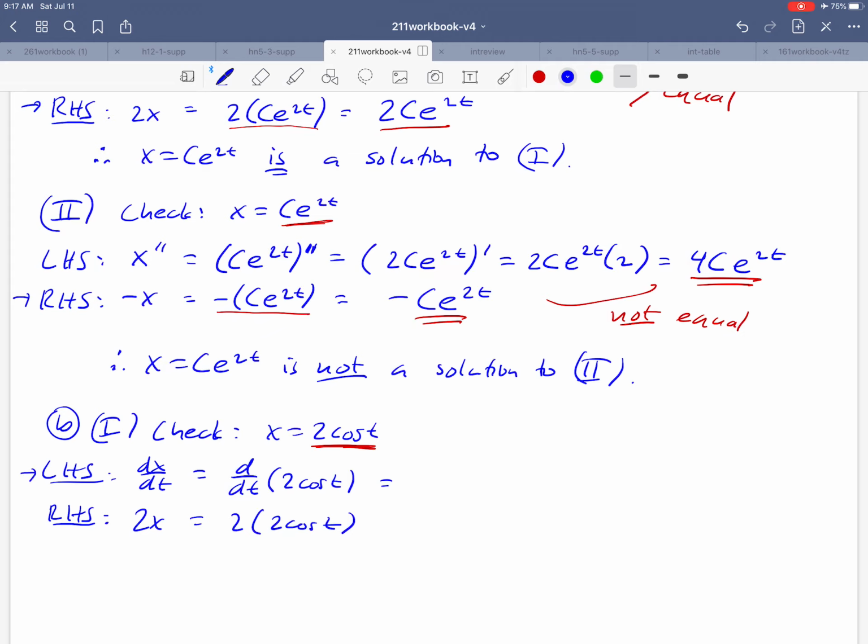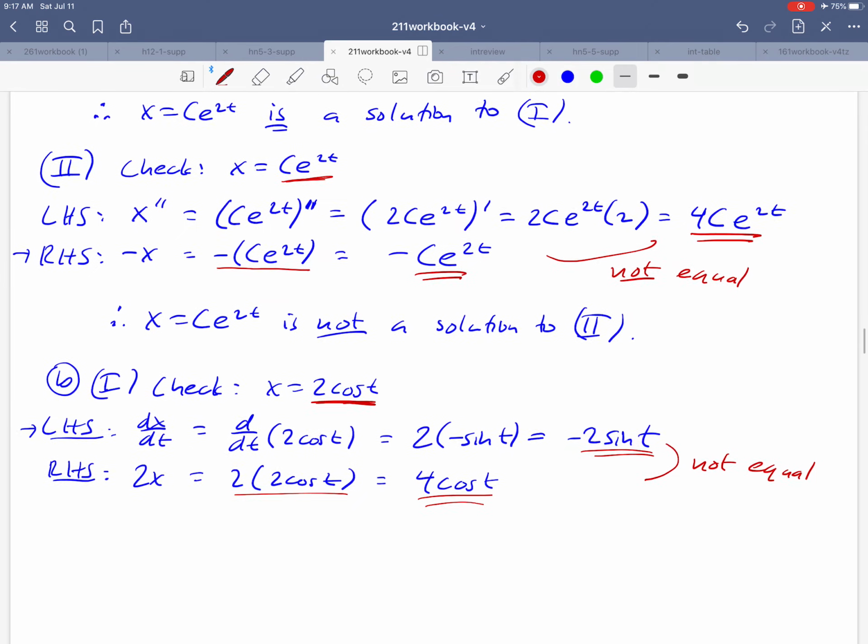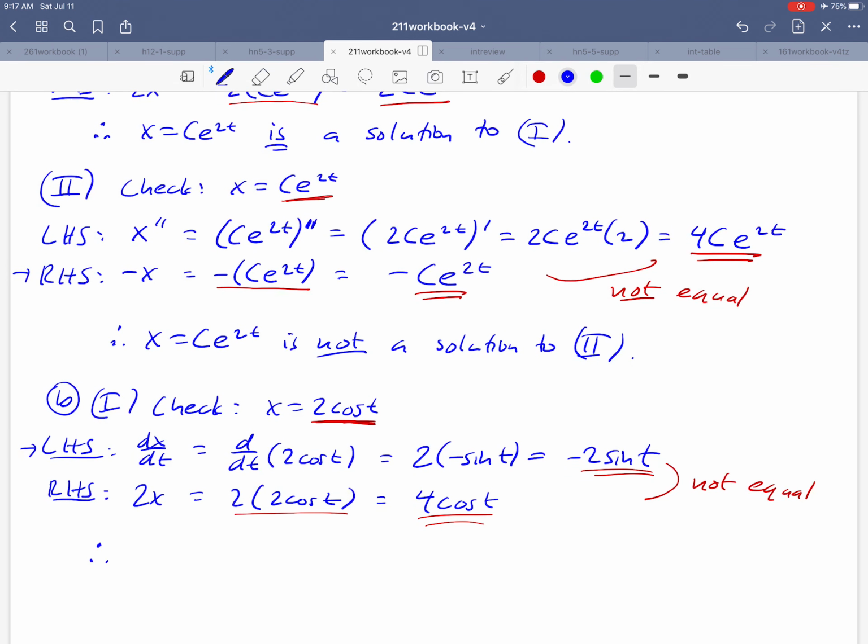Okay, starting with the left-hand side, that's asking us to take the derivative of 2 cosine of t, which is 2 times minus sine of t, which we could also write as just minus 2 sine of t. There's the result of the left-hand side. And the right-hand side, we're just multiplying 2 times 2 cosine of t, which is going to give us 4 cosine of t. All right. Do we get the same thing? No, we do not. Those are not equal. Negative 2 sine of t is not the same as 4 cosine of t. And so we have shown then that x equals 2 cosine of t is not a solution to the first differential equation.